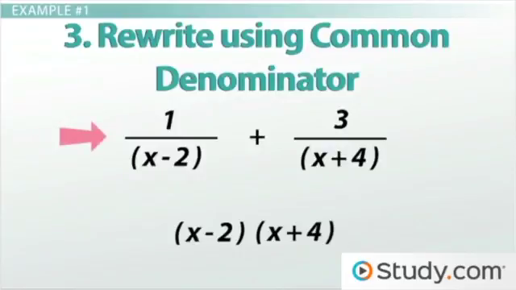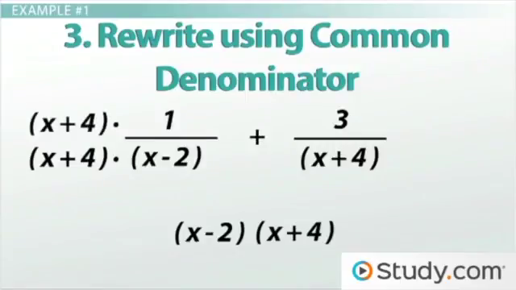Now we need to create our common denominator. Let's look at our first term, 1 divided by x minus 2. X minus 2 is in the denominator. We need to multiply by x plus 4 to make our common denominator. But if we multiply by x plus 4 on the bottom, we need to multiply by x plus 4 on the top. For right now, we're going to write it and not multiply yet.